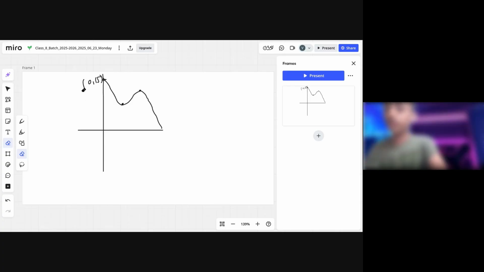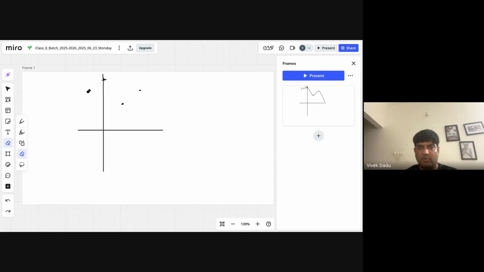Sir, I thought like the two turning points will lie at one single point, so it would go up instead of coming down, like if they are in a diagonal. Yeah, so that also we can test out. That's a good question basically. So that means you won't have two separate turning points.